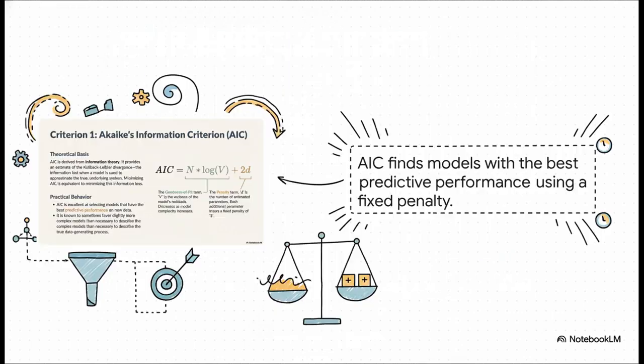So let's meet our first principled judge, Akaike's Information Criterion, or AIC. You can think of AIC as the pragmatist. Its main goal in life is to find the model that's going to make the best possible predictions on new, unseen data. It's all about performance. Now look at its formula. You've got the goodness of fit term on the left, and then a really simple penalty term. For every single parameter d you add to your model, AIC slaps on a fixed penalty of 2. That's it. It's a very straightforward rule for a very practical goal.